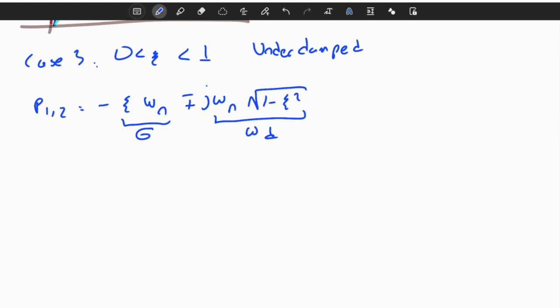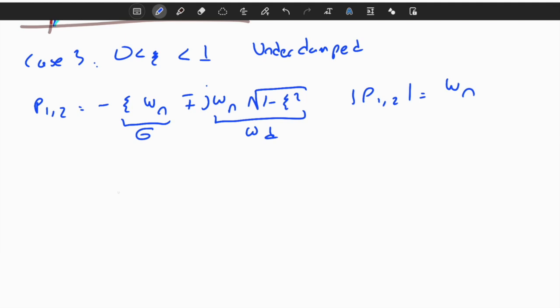Okay, we call it damped natural frequency or damped resonant frequency. One important fact about this case is, if I take the magnitude of this complex quantity, if I take the magnitude of the poles, I will see that it is equal to omega n. That's nice, as you can see. So we are just reaching somewhere.